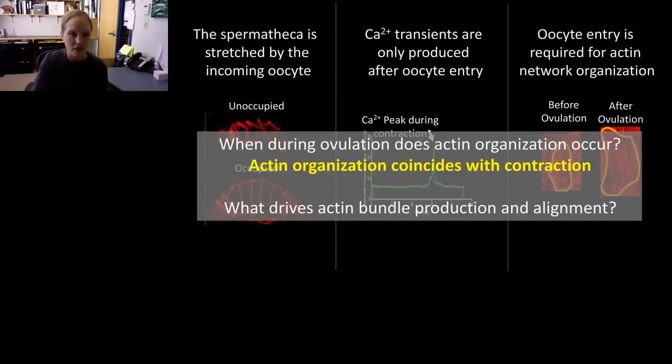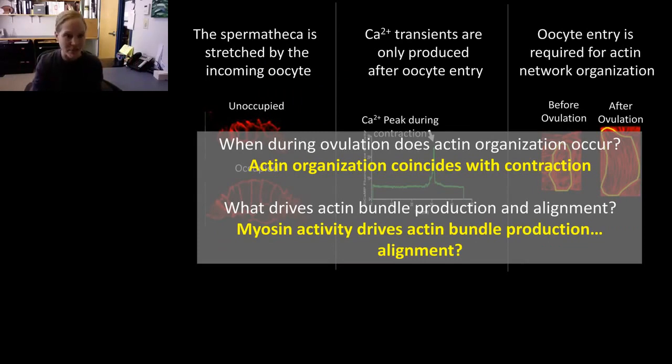Okay, so now we have the answer to our first question. This dramatic change in actin organization really coincides with contraction, and unsurprisingly, given when it happens, this requires myosin activity. So myosin really appears to be driving actin bundle production.